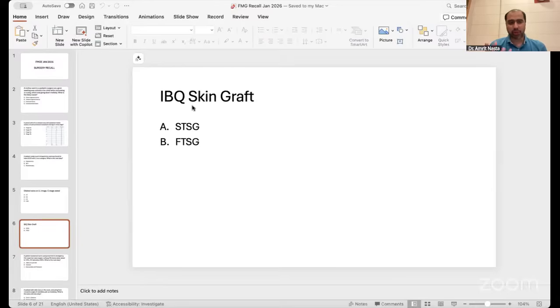They had given an image of a skin graft on the leg, which was meshed, right? It was meshed graft. So obviously there the answer is going to be split thickness. This lot of students confirmed. So there was a question on great saphenous vein. Okay, that I think is anatomy, but okay. We have covered it in our class. So this was split thickness.